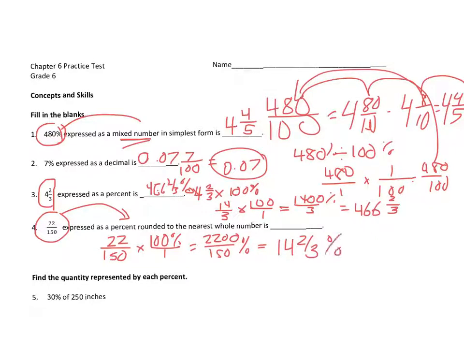Now normally I'd stop there, but they say round to the nearest whole number. So 14 2/3 is actually closer to 15%. That's what my answer would be on this one.